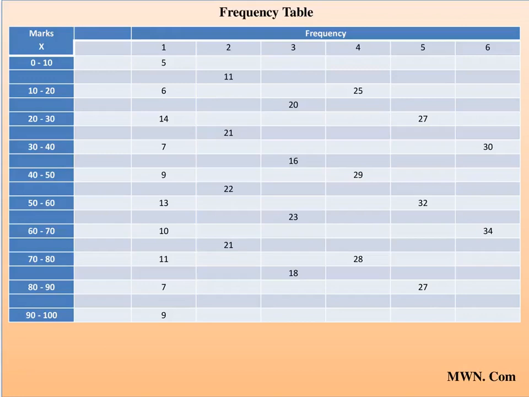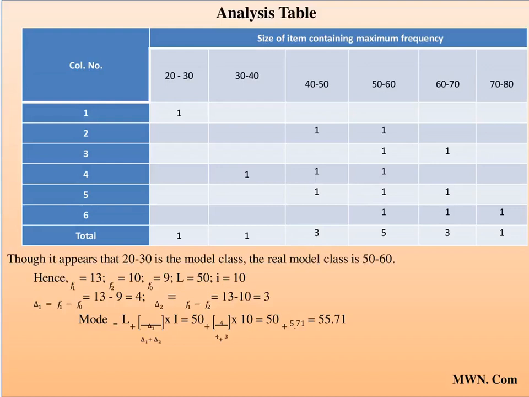Then after leaving the first one, you get 16 plus 14 plus 7 is 27. Then 9 plus 13 plus 10 is 32. Then 11 plus 7 plus 9 is 27, like that. Then after leaving 2, you get the total 14 plus 7 plus 9, that is 30. Like that you have to make it, and after that, you have to analyze it.